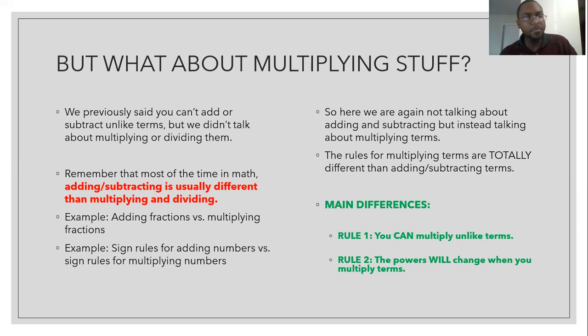So adding fractions and multiplying fractions are two totally different processes. So we have to kind of remember that. If I add two fractions together, that's one kind of thing. But if I multiply two fractions together, that's a whole other kind of thing. All right, or even sign rules, right? If I add two negatives together, what do I get? I get a negative. But if I multiply two negatives together, I don't get a negative, I get a positive.